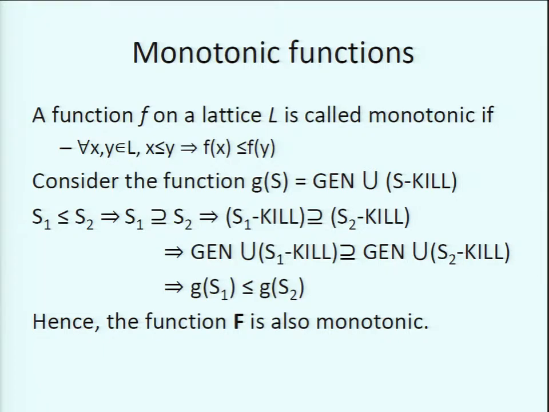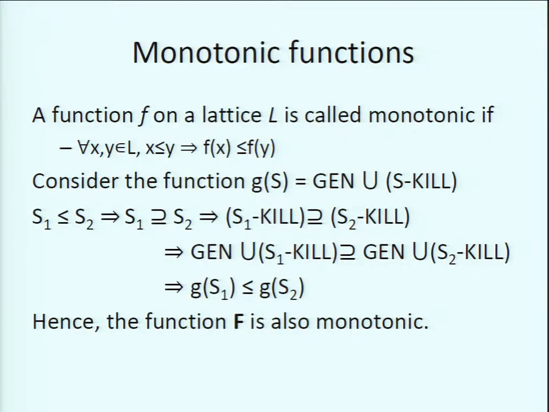So the function f, the capital bold F, is also monotonic, and that's because it basically consists of these gen union s minus kill type functions, and it's very easy to see that these functions are monotonic. If you take two sets, say s1 and s2, and if s1 is less than s2, then in our lattice it means that s1 is bigger than s2. Okay, it's down, so therefore s1 is going to be a superset of s2.